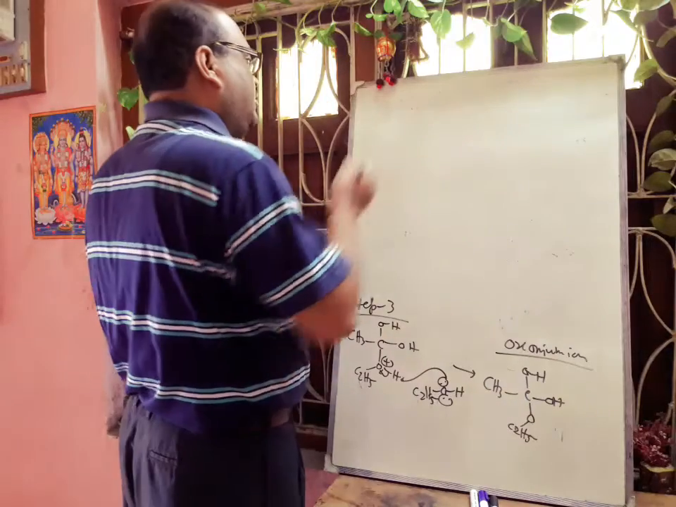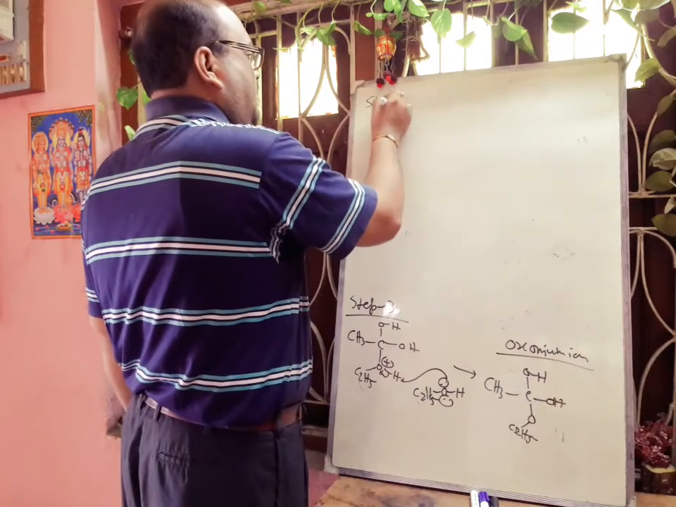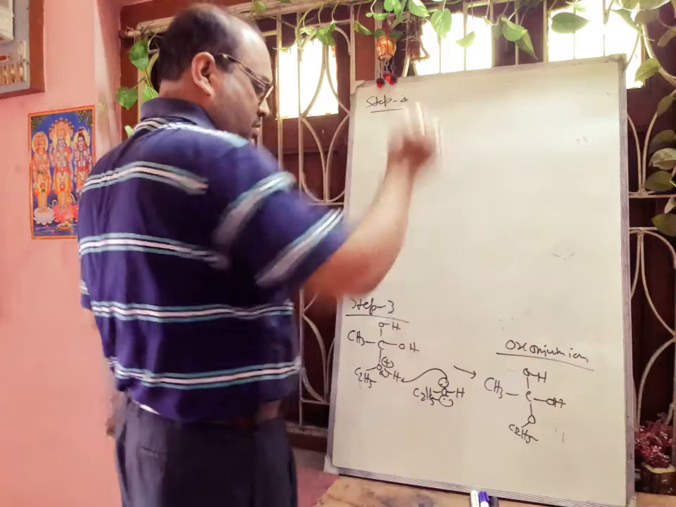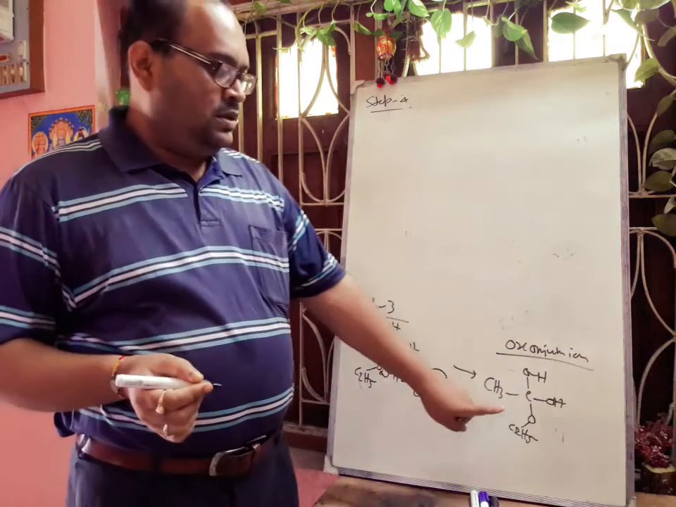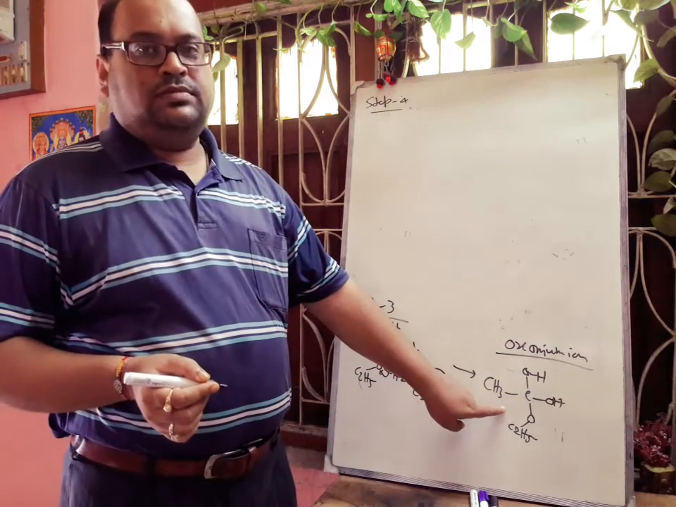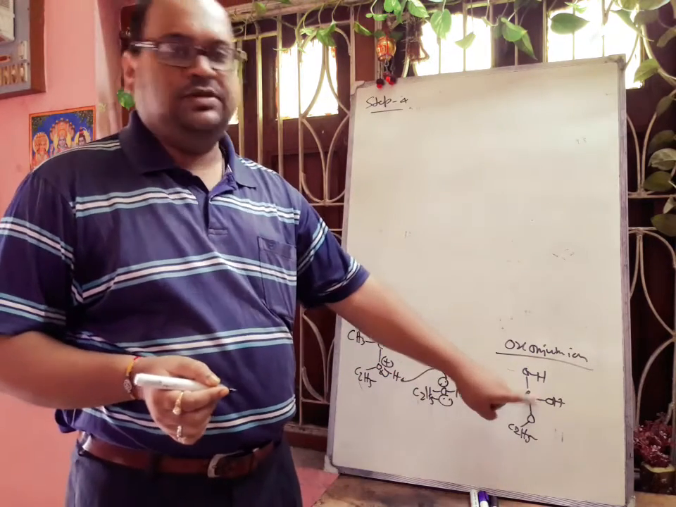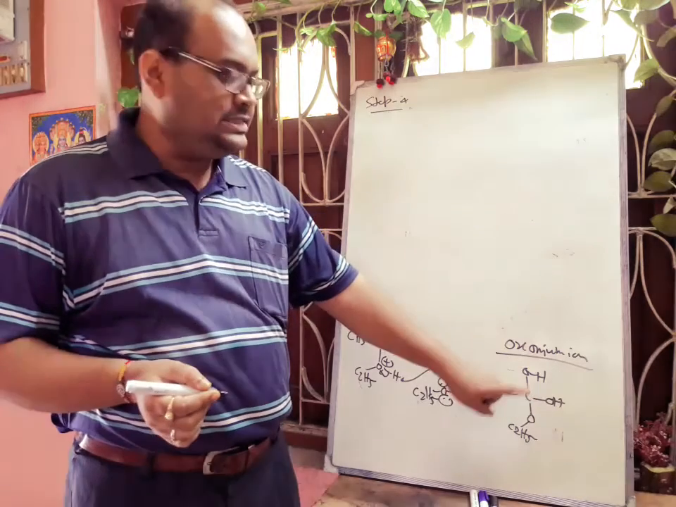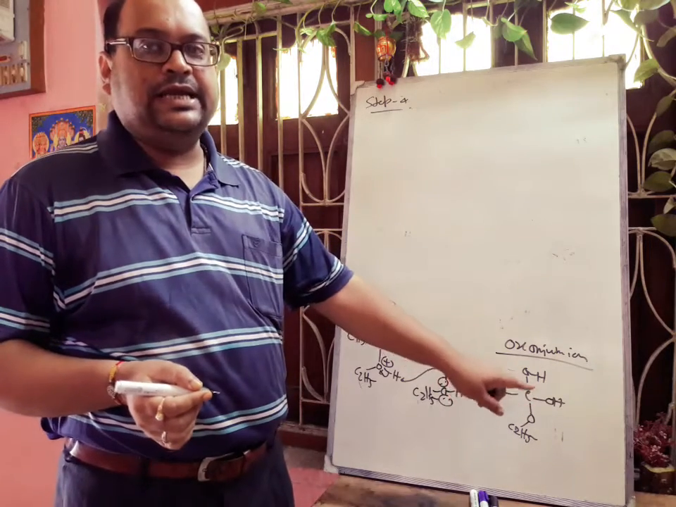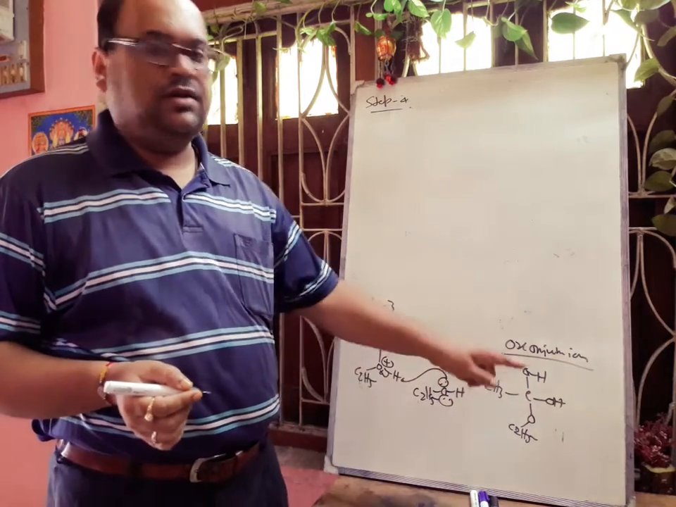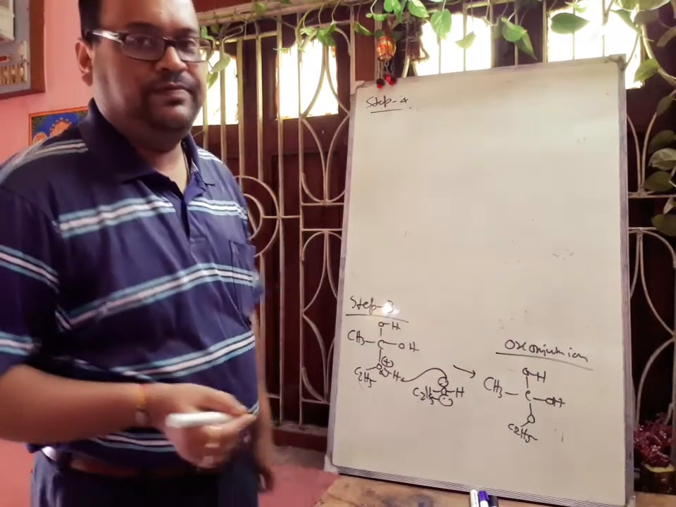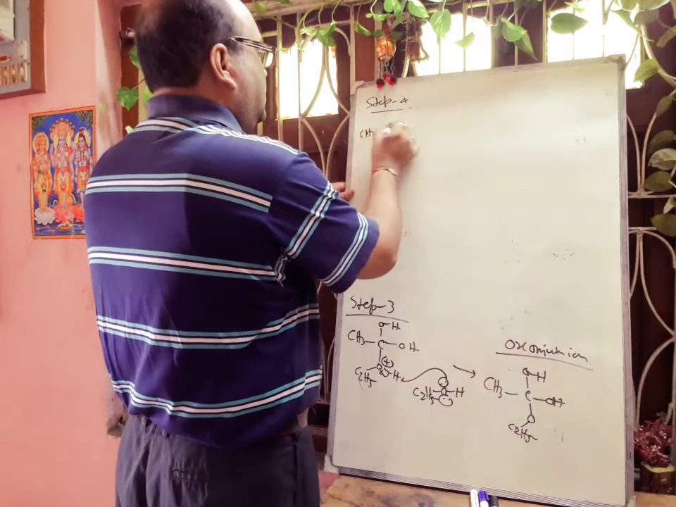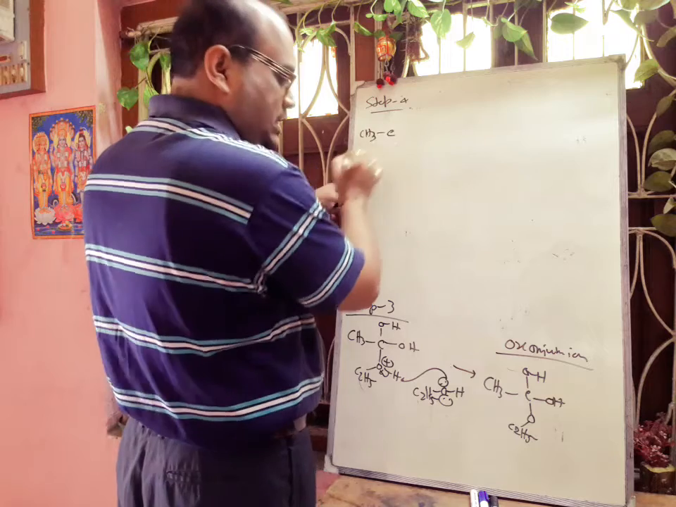So in step 4 what will happen? Any one of these OH groups will be protonated. In the second stage the tetrahedral intermediate gets protonated on one of its hydroxyl groups. So we write this one, CH3 C OH.